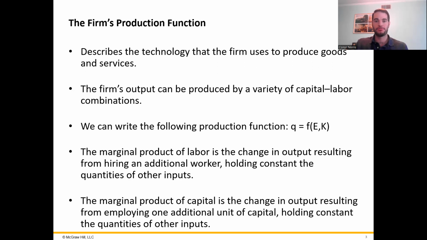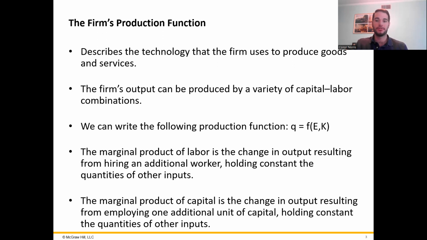The firm's production function is a term that we use. Basically, it's a mathematical way to represent how firms turn inputs into goods and services. These inputs include raw materials, products that are being produced by other firms, physical capital like machines, and of course, workers, which we're concerned about in this chapter.